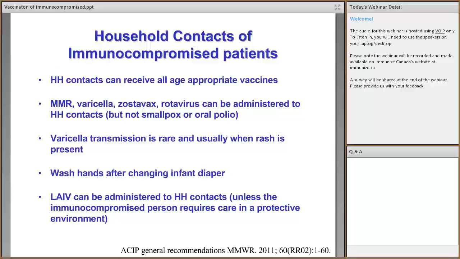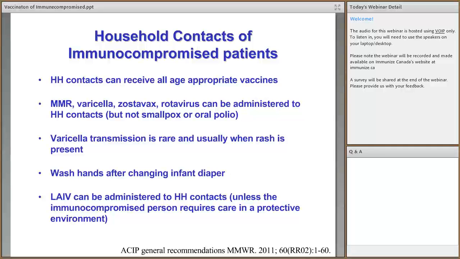And finally, household contacts of immunocompromised patients can receive all age-appropriate vaccines. Live vaccines can also be given to household contacts, but of course not smallpox or oral polio. We don't really come across that very much in Canada anyways. Varicella transmission is rare and usually only when rash is present. And again, if it's an infant getting these vaccines or a small child, then a good hand washing after changing the infant diaper for the immunocompromised person, or if they can get somebody else to do this diaper changing, it's even better.